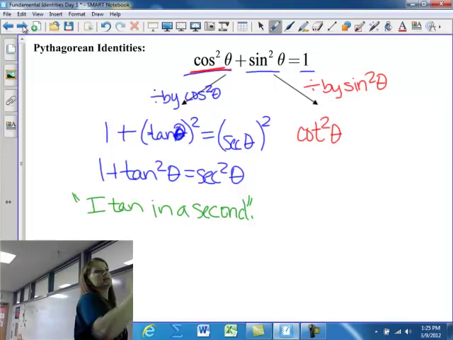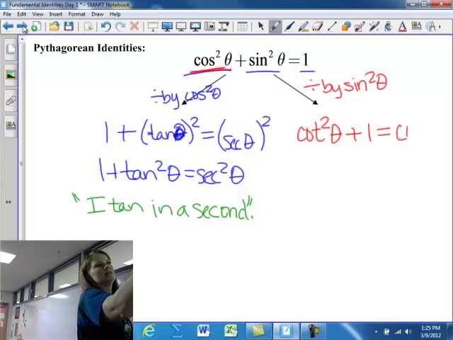I'm going to go ahead and skip to this notation. And a sine squared divided by a sine squared would be 1. And a 1 divided by a sine squared would be? Cosecant squared. Not cosecant, but cosecant squared.